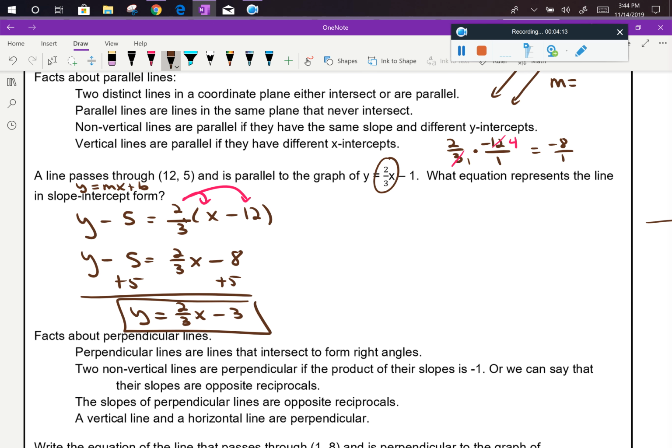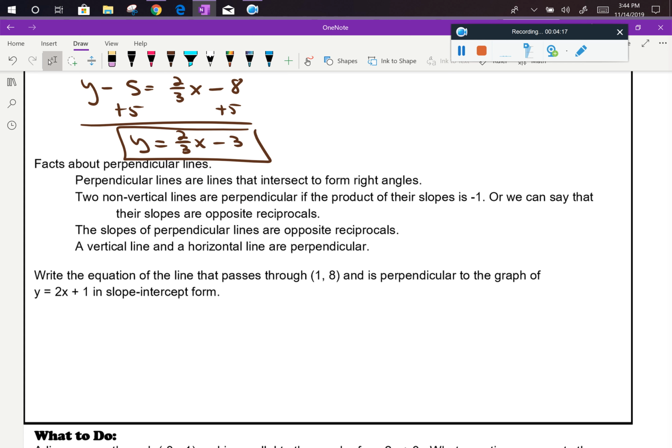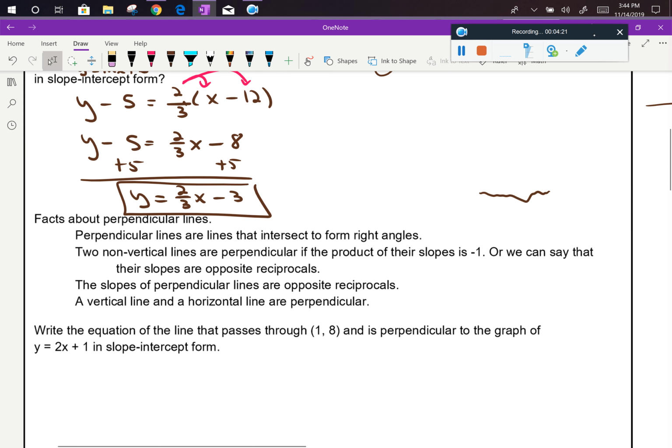All right, now let's talk about perpendicular lines. I think you're probably pretty familiar with those as well, given how common they are in everyday life. Remember, lines are perpendicular if when they meet, they form 4 right angles. Two non-vertical lines are perpendicular if the product of their slopes is -1. Okay, that's not always really obvious to people. But saying that their slopes are opposite reciprocals is usually a little bit easier.